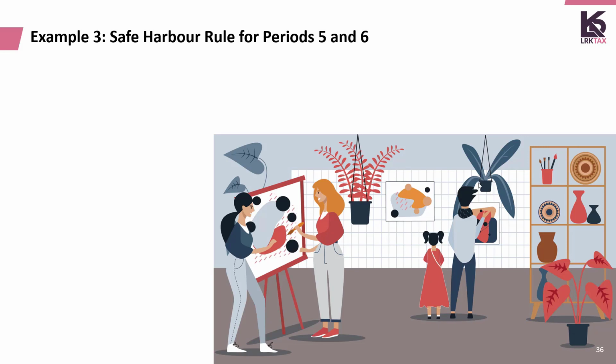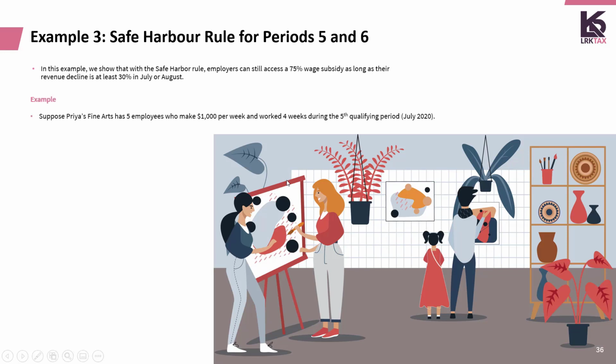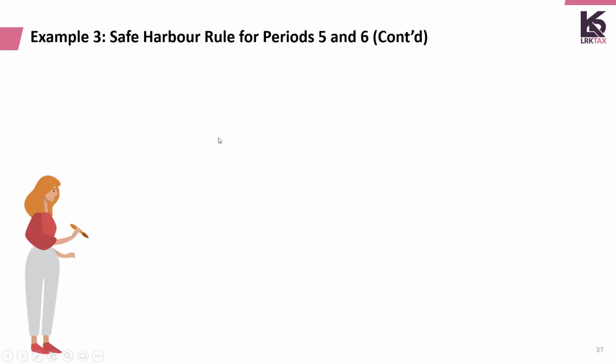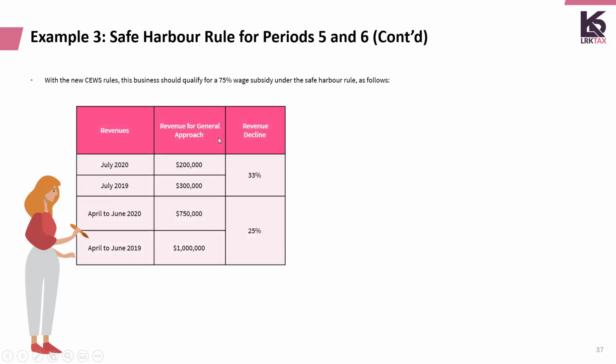So example 3, safe harbor rule for periods 5 and 6. This particular example illustrates that computing the CEWS subsidy isn't just about putting some numbers on a spreadsheet. Although our calculator does make it that easy, there is some analysis and some thought involved. So in this particular example, we'll continue on with our common example with 5 employees that make $1,000 per week, but instead of being restaurant or garage, it's going to be for Prius Fine Arts. So Prius Fine Arts has revenues as follows.